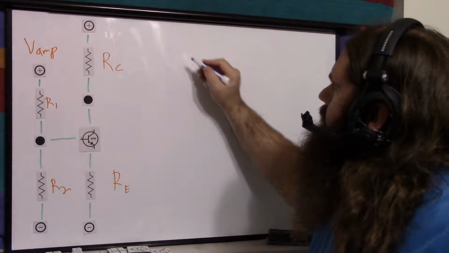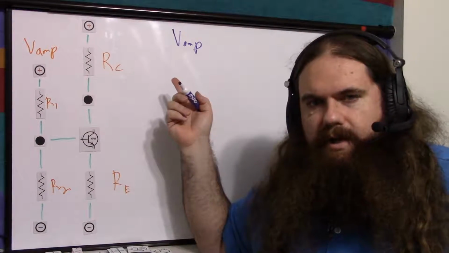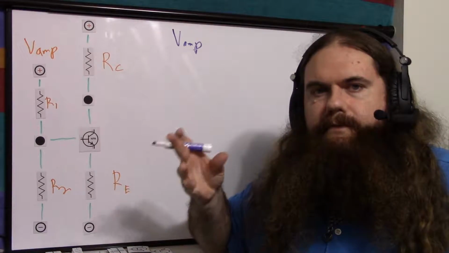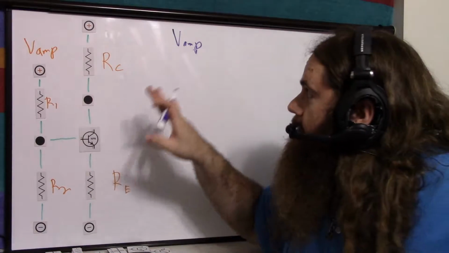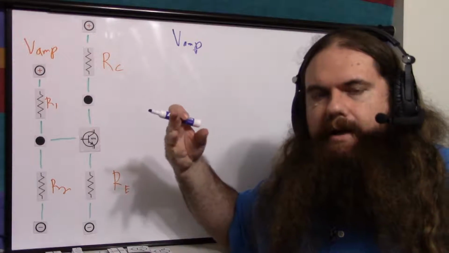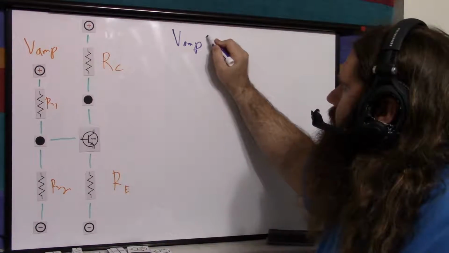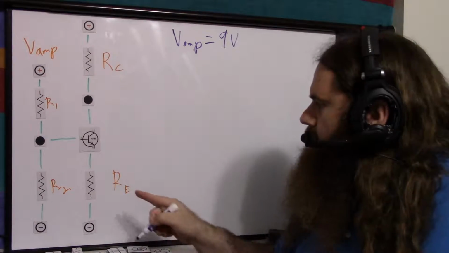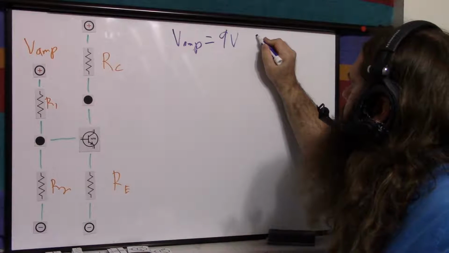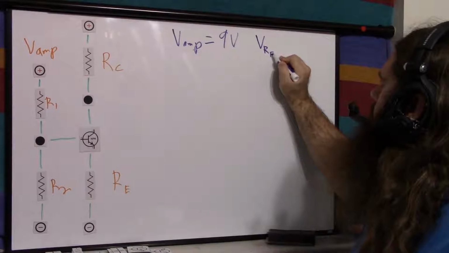First, you choose your V amp. 5 volts, 9 volts, 12 volts, 24 volts, whatever. You decide what you have available to you, what kind of power you're probably going to need, and you pick the voltage you're going to have coming into this system. So let's say that's 9 volts. Then you pick your voltage of RE quiescent.